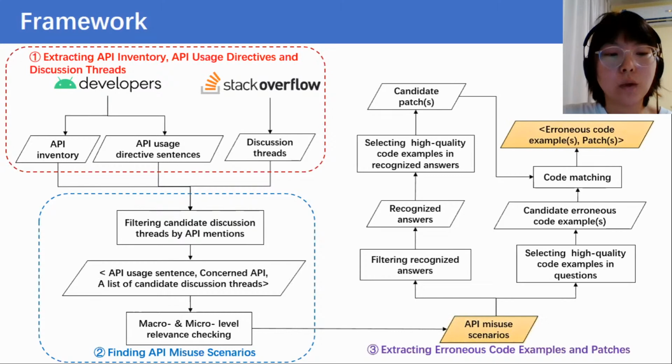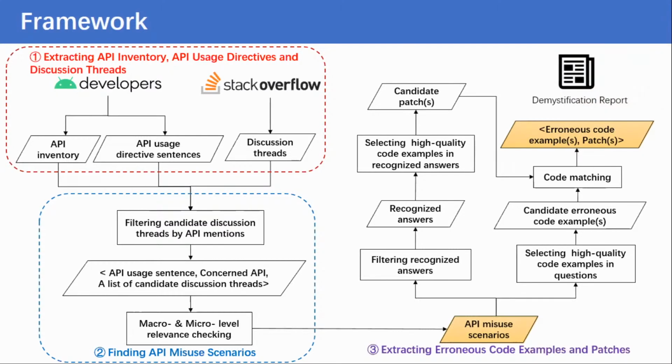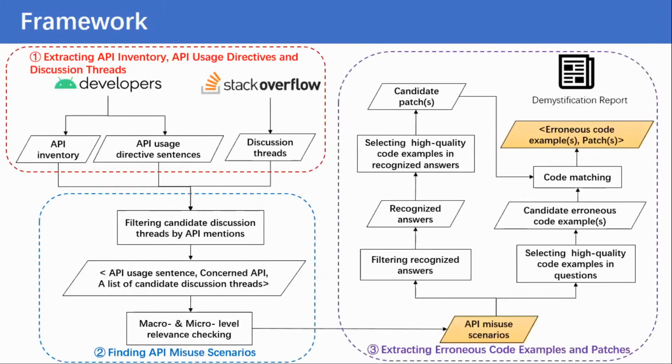So with a combination of API misuse scenarios and pairs of erroneous code examples and patches, we generate our demystification report. Note that our report can have error scenarios without pairs of erroneous code examples and patches, which is because of a lack of qualified answers. For better understanding, we also identify related APIs and confusing APIs in our demystification report.